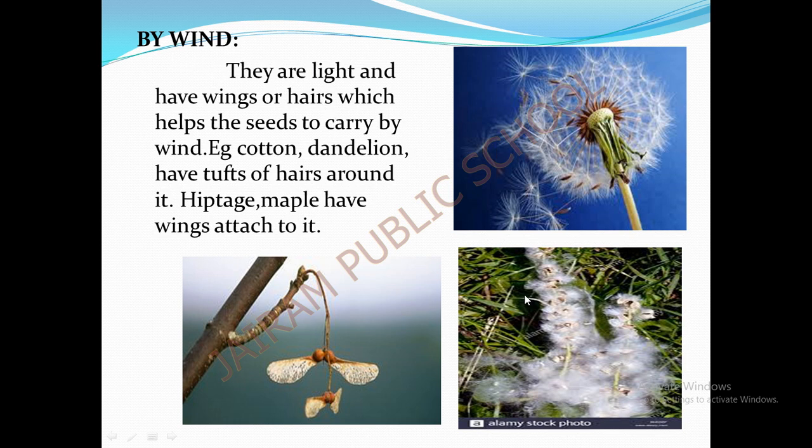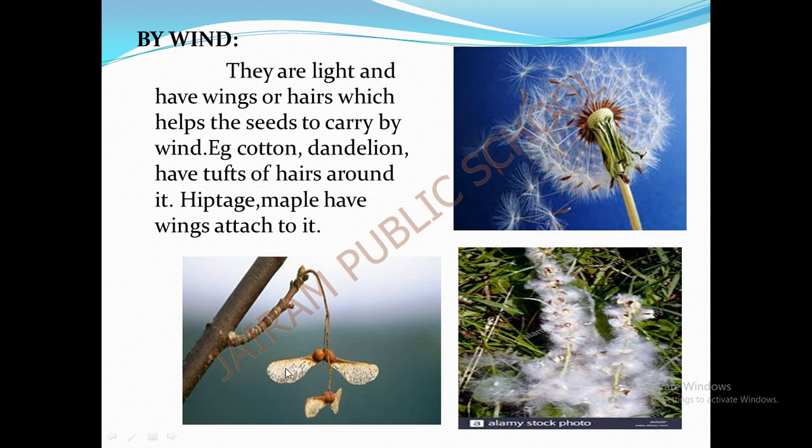For example, this is called dandelion and this is called cotton. This is cotton, and the fruits will burst and this cotton will come out with the seeds. And these are the seeds. It will fly and go and settle down in a place. It will move from one place to another, and in that place it will start to grow into a new plant. And this is called maple seed.